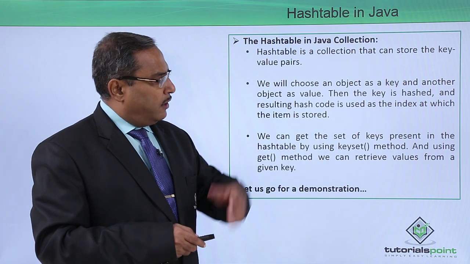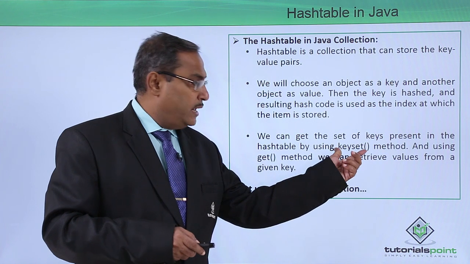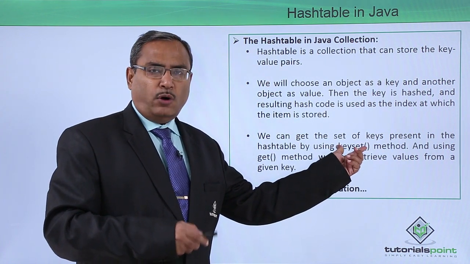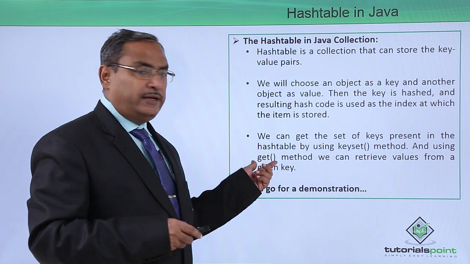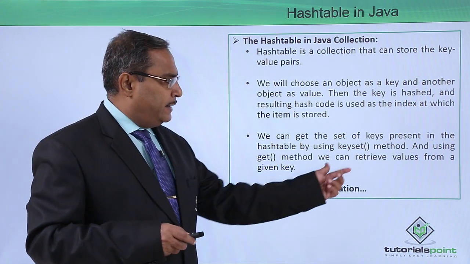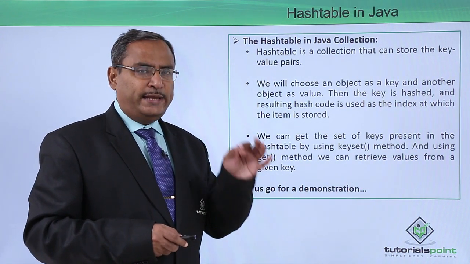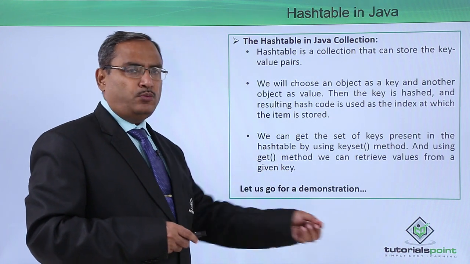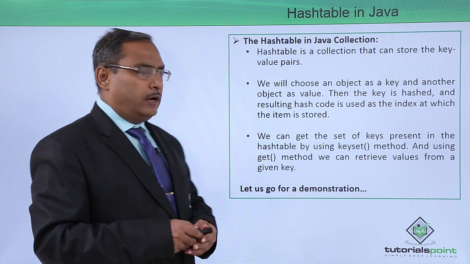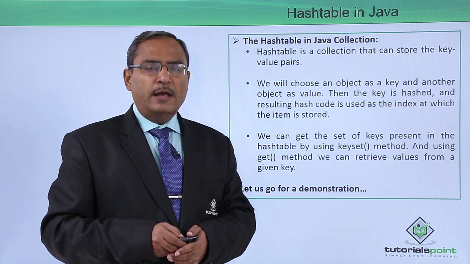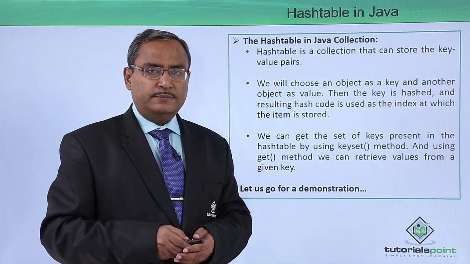We can get the set of keys present in the hash table by using the keySet method. Using this keySet method, we can get all the keys present in the hash table, and using the get method, we can retrieve values for a given key. When one key is given, using this get method we can retrieve its respective value stored as a key value pair. For better clarity, let us go for one practical example, and using Java code we will discuss this hash table in more detail.